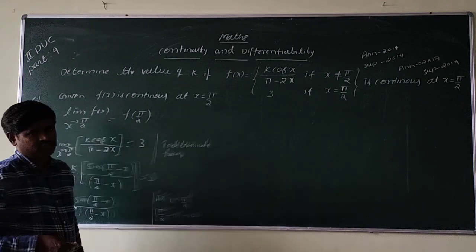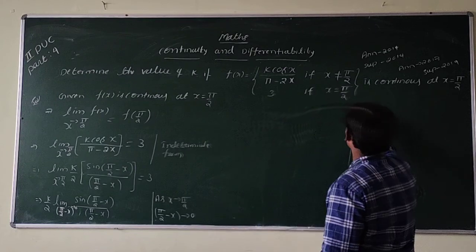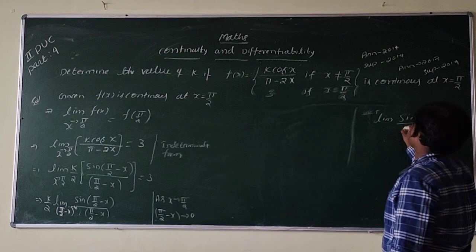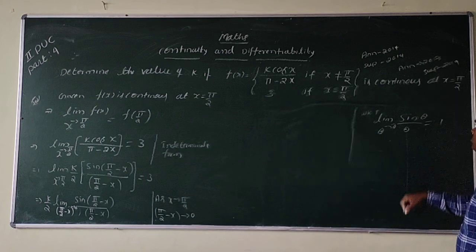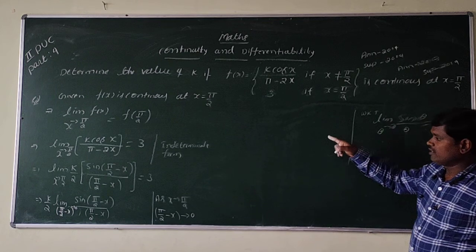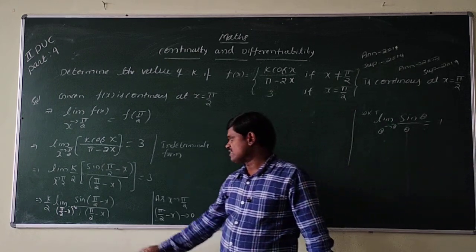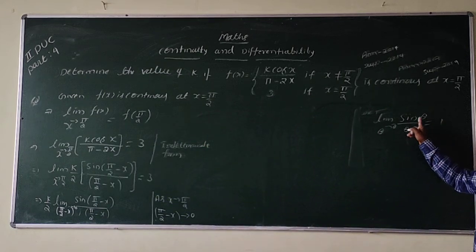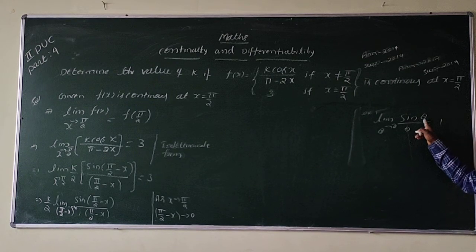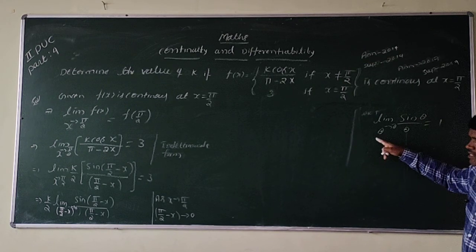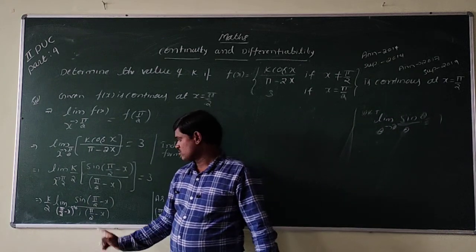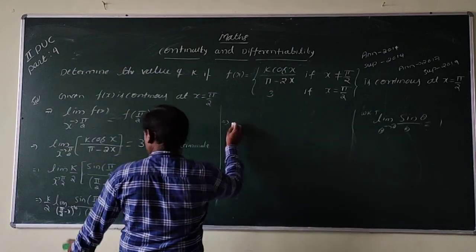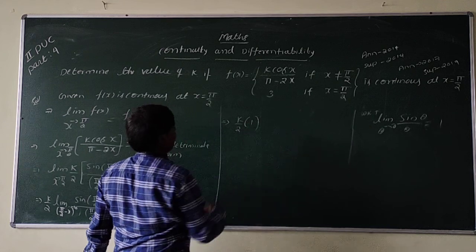So again we have a standard formula. We know that the limit of sin theta by theta as theta tends to 0 is equal to 1. So here in place of theta, pi by 2 minus x is there. Is it clear? So sin of (pi by 2 minus x) divided by (pi by 2 minus x), here as theta tends to 0, in place of theta pi by 2 minus x tends to 0. So the value of this one is 1. So that implies k by 2 into 1.